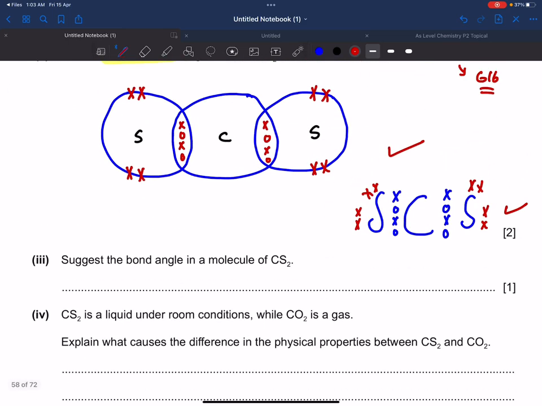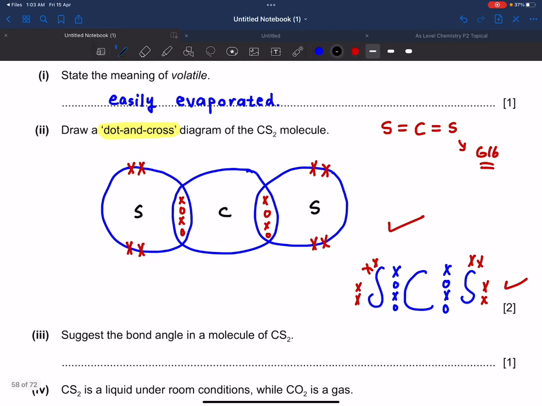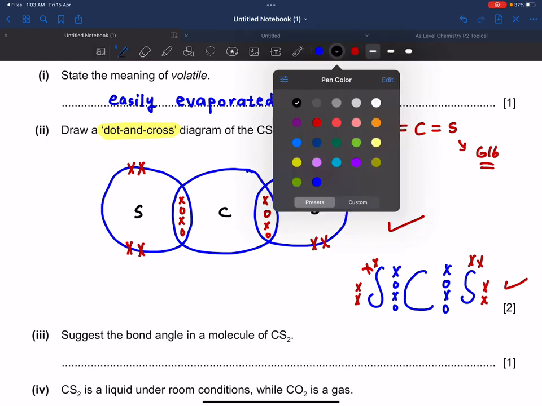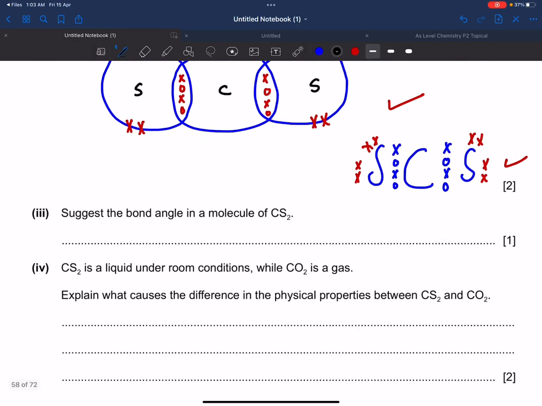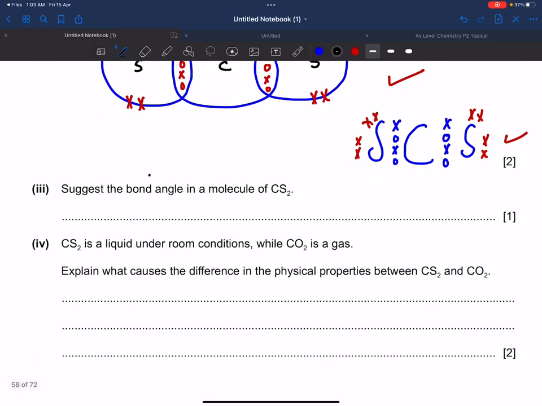Now what is the bond angle in CS2? Look, it's a linear molecule. We look at the central atom. Carbon has no lone pairs. So it is an AB2 type molecule, a linear molecule. So the bond angle will be 180 degrees.